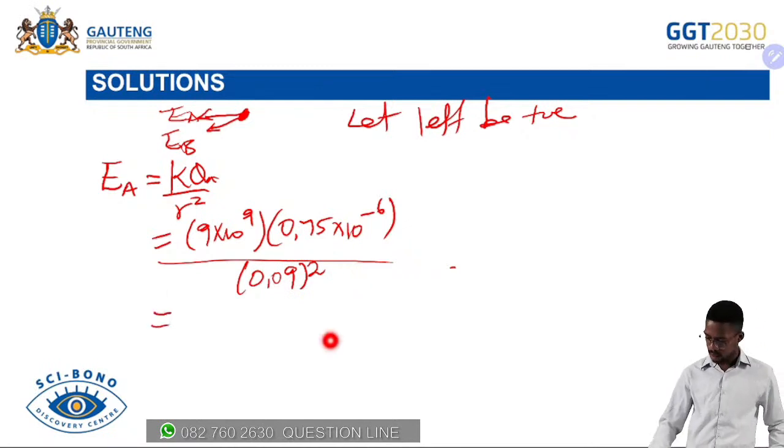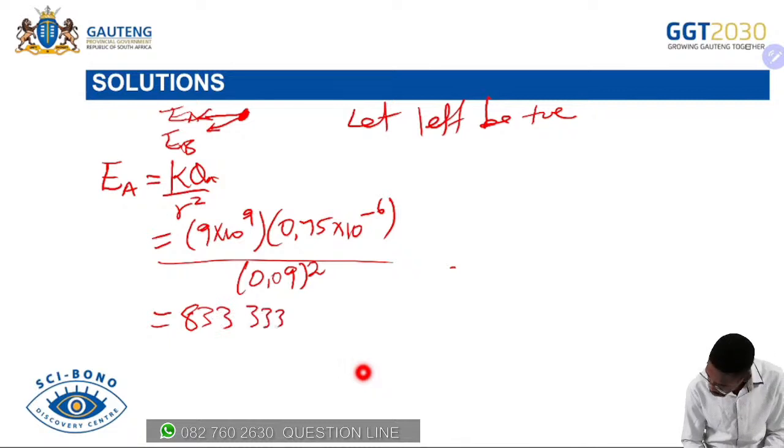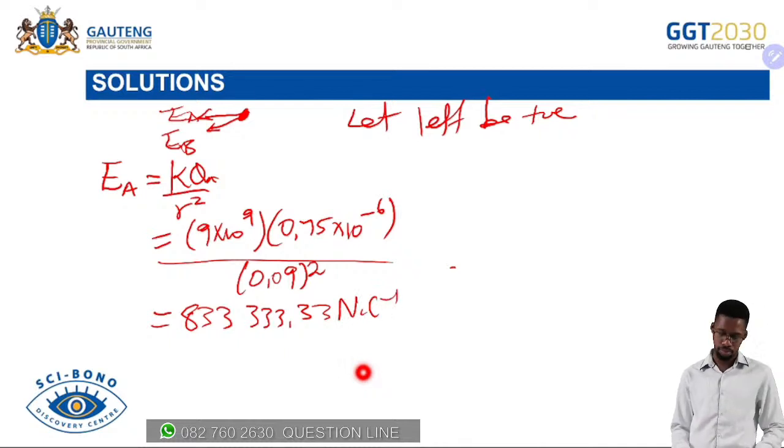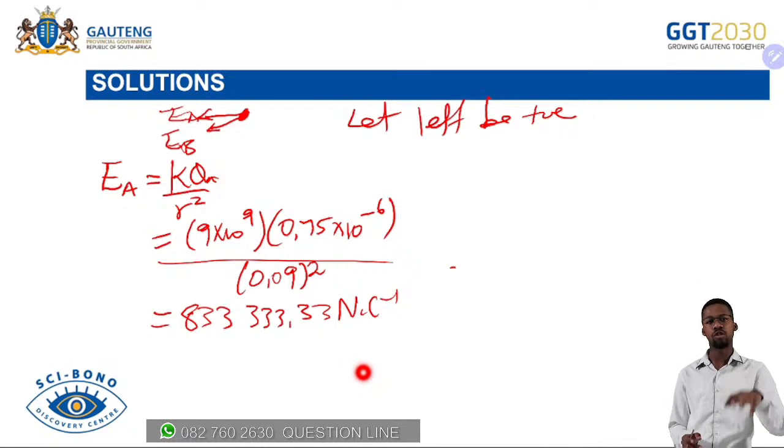And then let's punch our calculator. 9 times 10 to the power 9, 0.75 times 10 to the power negative 6, all divided by 0.09 squared. And what's going to be your answer? It's going to be 833,333.33 newtons per coulomb. Right? So this is your electric field for sphere A.